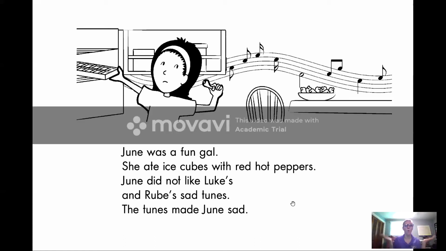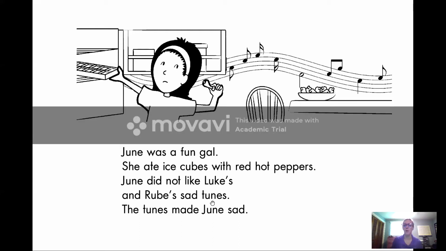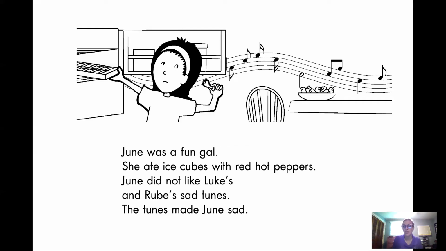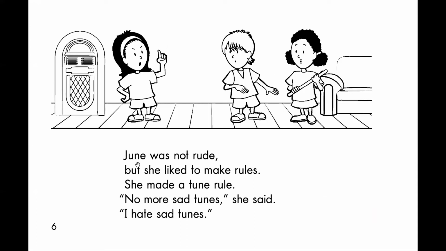So, what's our problem? So our problem is that June does not like the music that Rube and Luke are playing. So if you want to look back in the story, it says June did not like Luke's and Rube's sad tunes. So what do you think they could possibly do to fix this problem? Maybe June could ask Luke and Rube to play a different type of music. You're right. Nice idea. All right, let's move on to reading our next page. So we're on page 6. Oh, look at these faces. Let's see what happened. Starting with the word June. Ready, go.